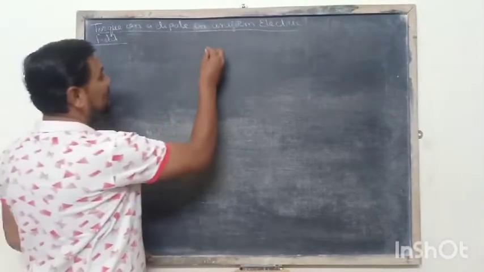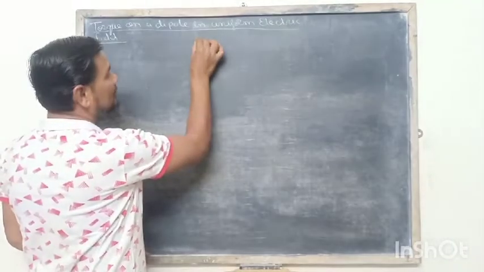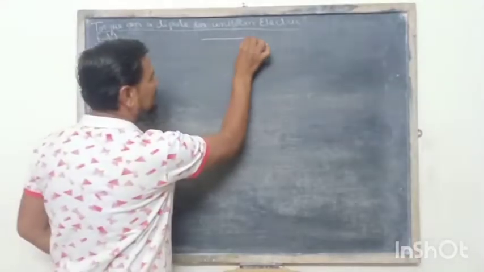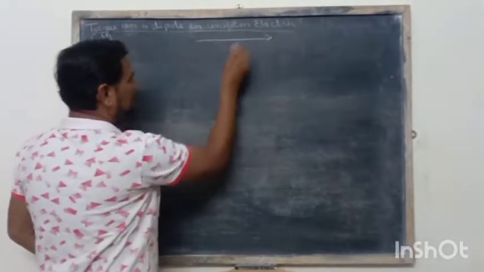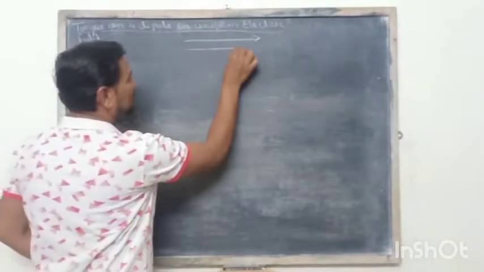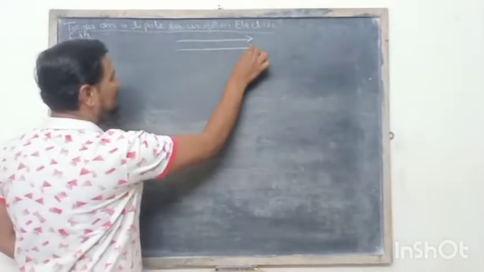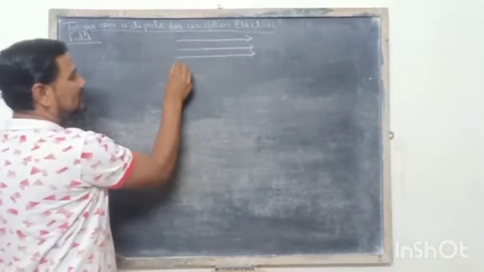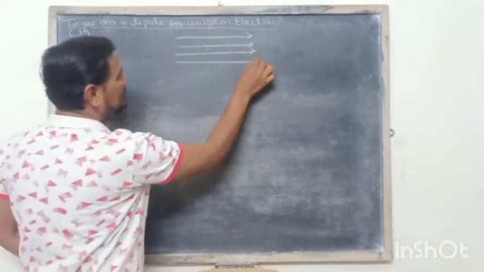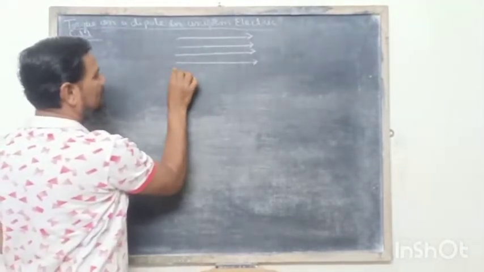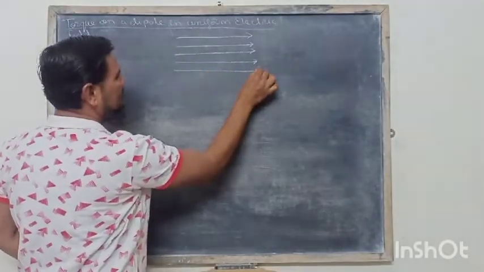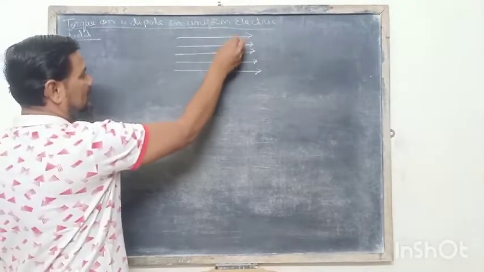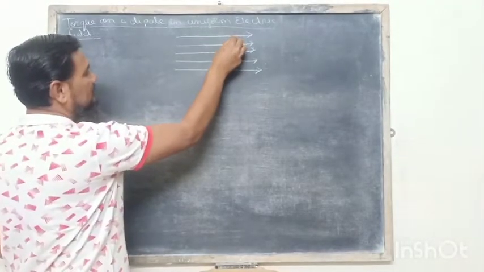For this case we draw the electric lines of force for a uniform electric field, and we have earlier discussed that for a uniform electric field the electric lines of force are parallel to one another, because in a uniform electric field the electric field intensity is equal at all points, so the separation of the electric lines of force never changes in a uniform electric field.